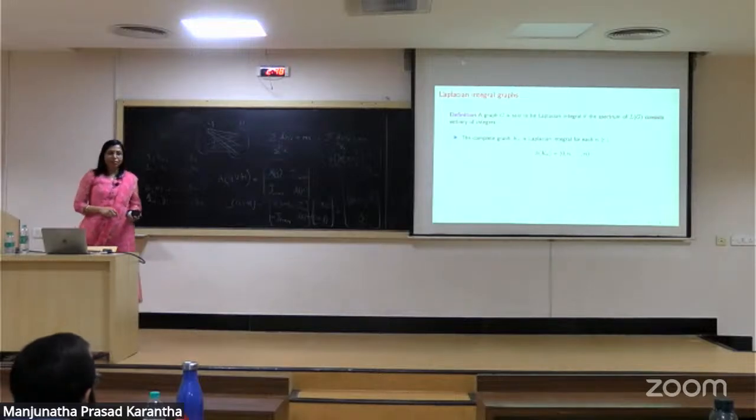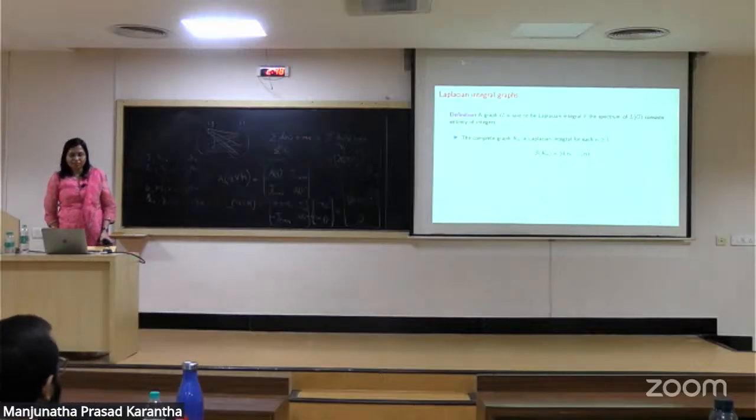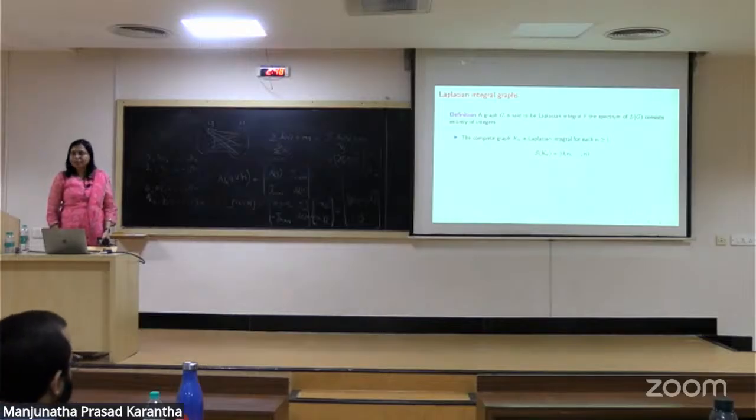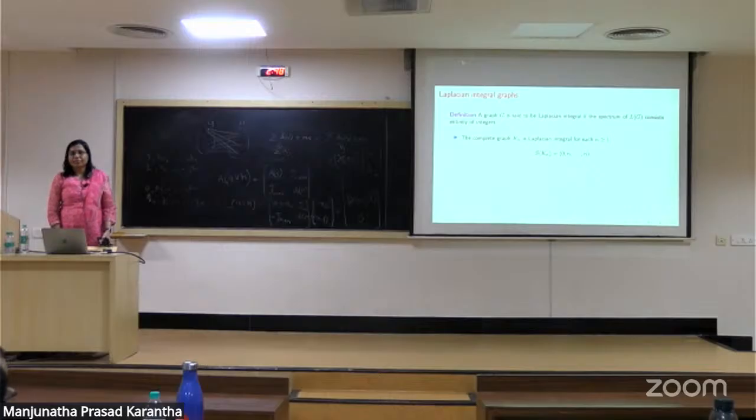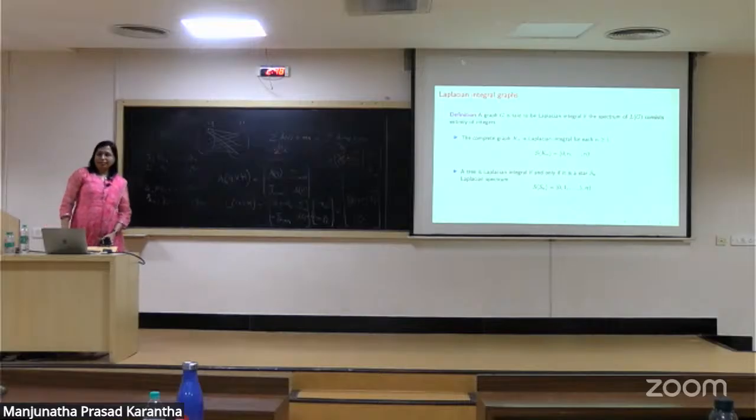Now, as I told, I'll discuss Laplacian integral graphs. So the first example is a complete graph that you already know, that has the eigenvalue 0 and so on. If I take a star, that also has a spectrum with all integers, right? And we have also discussed that this is the only tree with all integer eigenvalues. So this is characterized.